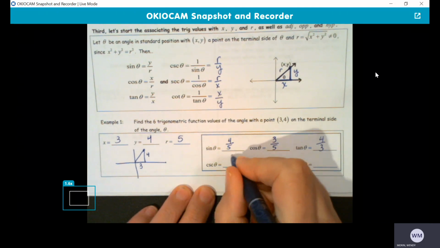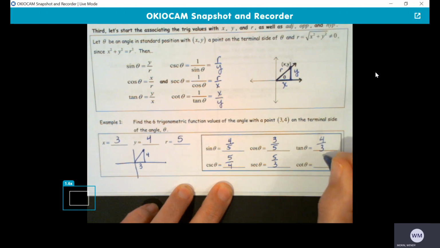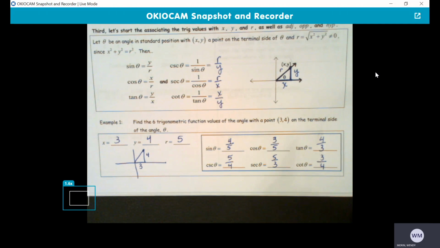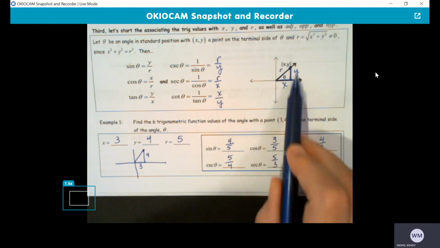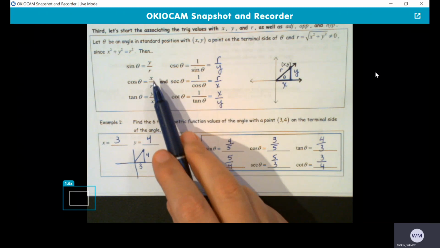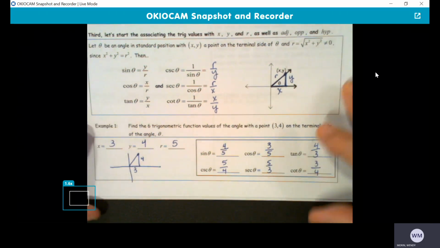Okay, and then these are just the reciprocals. So again, it's just another way of saying SOHCAHTOA. We're relating it to a point on a circle. We're using x's and y's and r's instead of opposite, adjacent, and hypotenuse. Just 2 different ways to think about it. Okay?